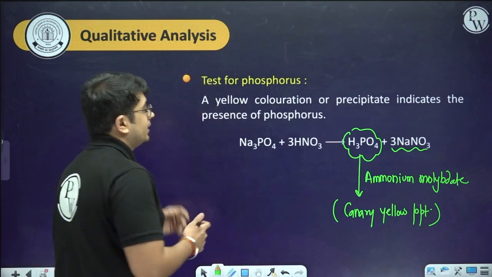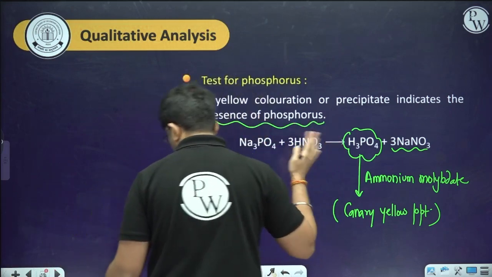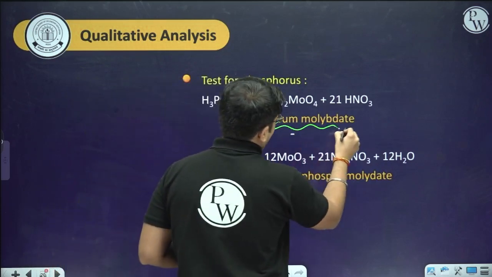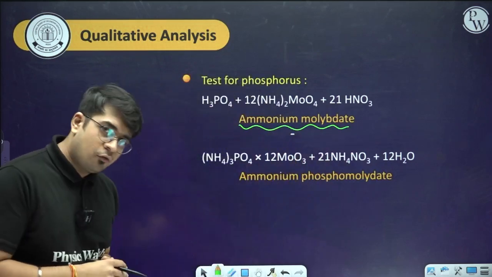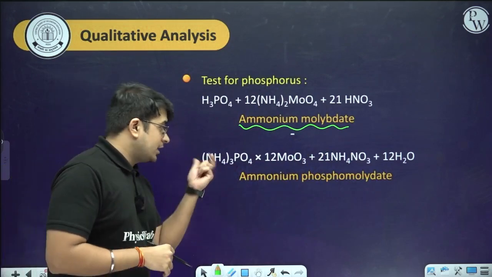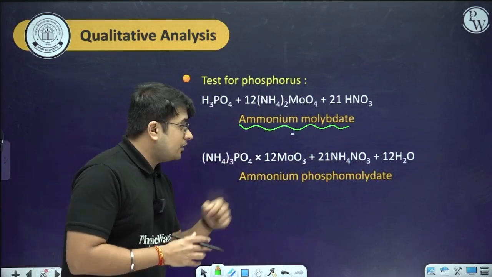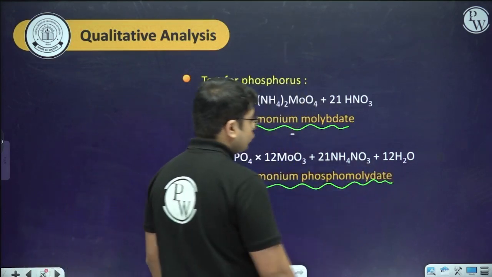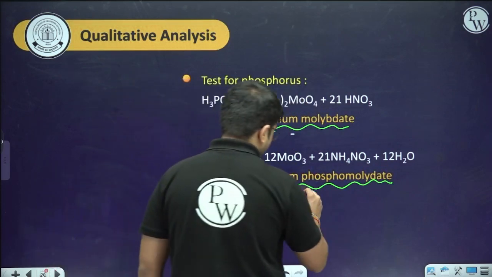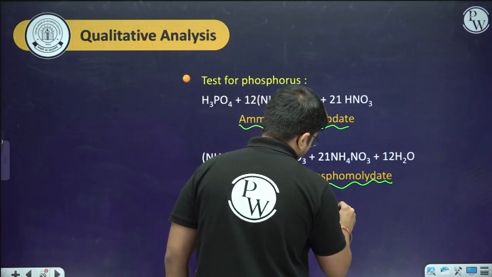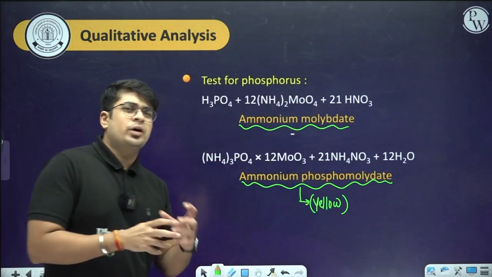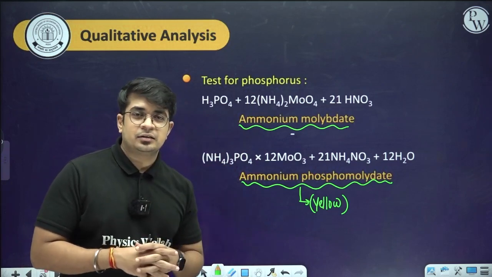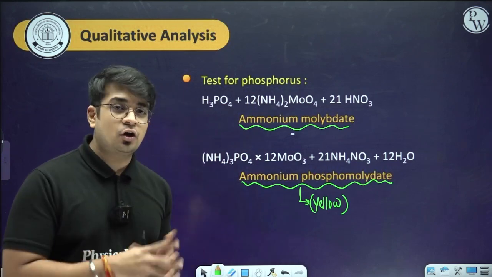Okay, so that detects the presence of phosphorus. What about the reaction in that particular case? This H3PO4, when it reacts with ammonium molybdate, which is (NH4)2MoO4, is going to form a PPT, which is (NH4)3PO4.12MoO3, known as ammonium phosphomolybdate. It is canary yellow in color, or you can say orangish yellow in color. So that actually detects the presence of phosphorus in the initial organic compound.